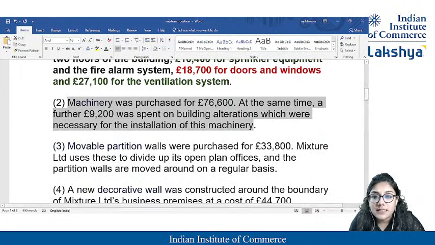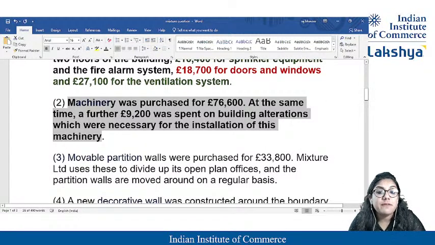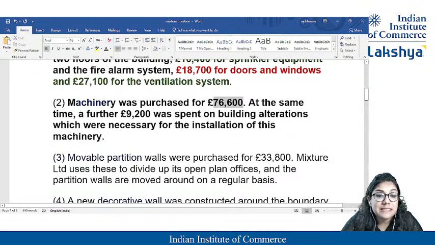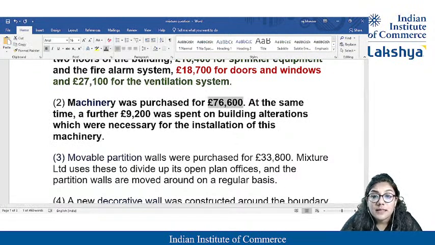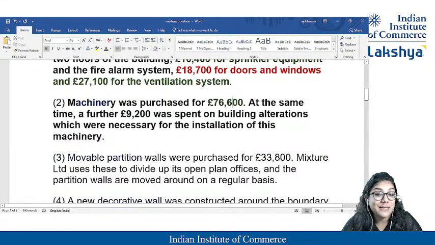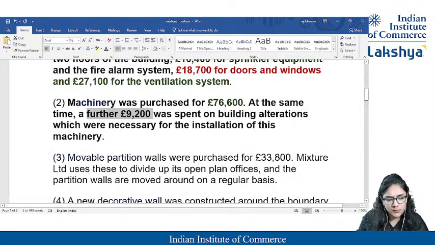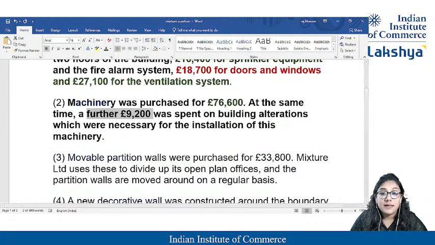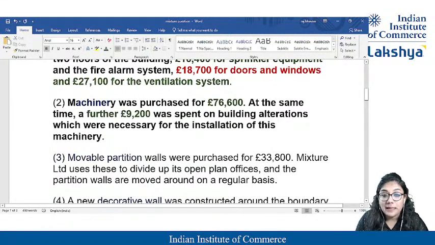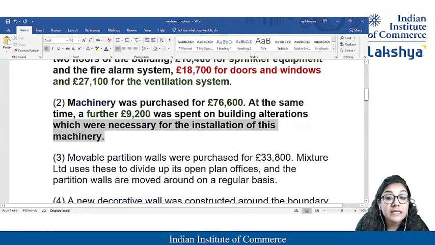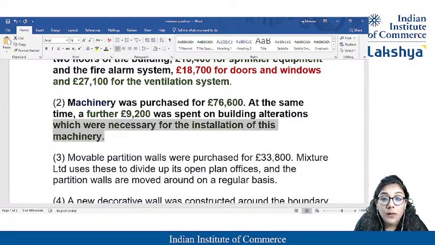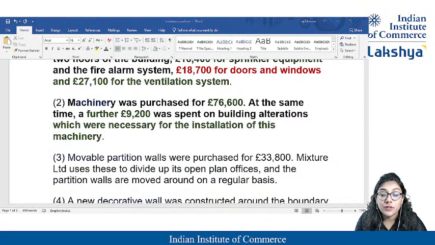Machinery was purchased. I'll just make it bold. Machinery was purchased for 76,600. So obviously it's machinery. At the same time, a further 9,200 was expended on building alteration, which was necessary for installation. Students, what is it? If I have purchased machinery and along with that I'm doing installation for this machinery, you are going to incur some extra cost for the machinery.